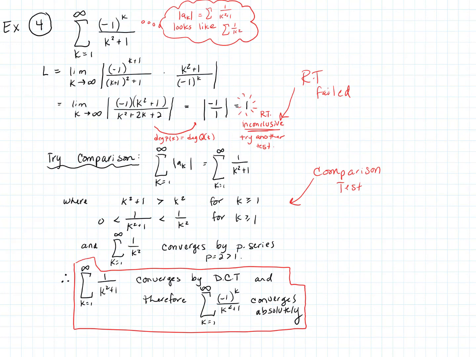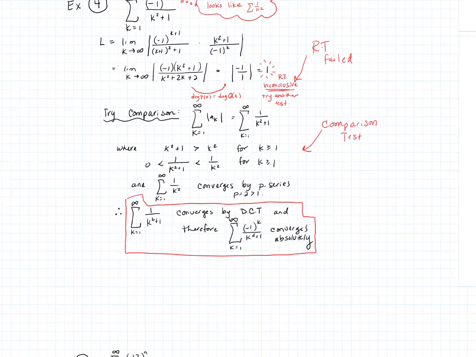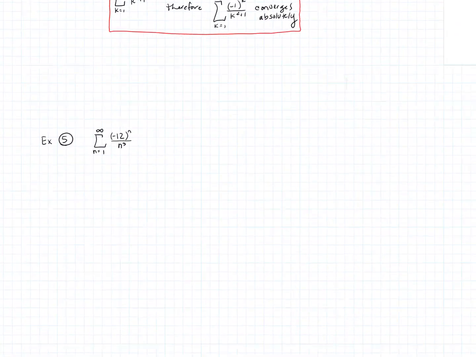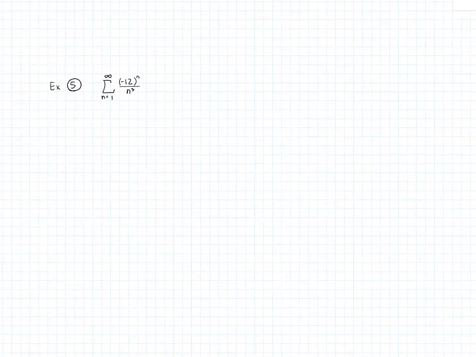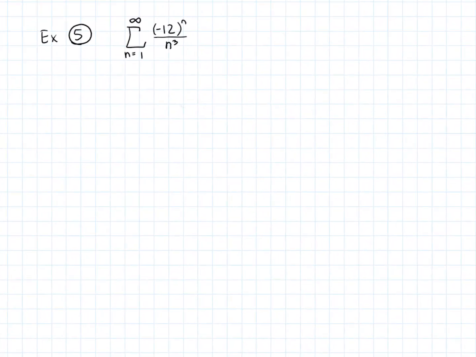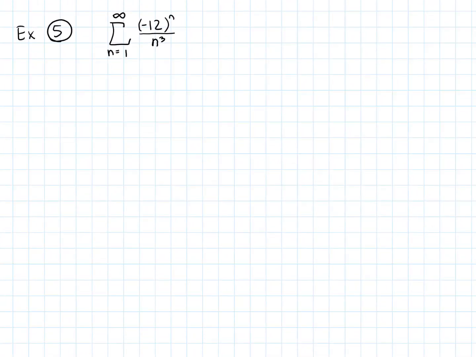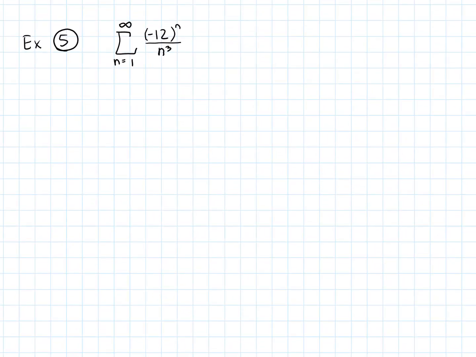Let's see if we can get one more quick example in before we end this video. If I come across negative 12 to the n over n cubed, we could do the root test or the ratio test on this one. I think I'm just going to go with the ratio test.